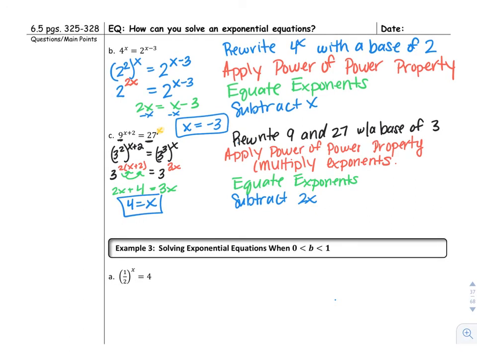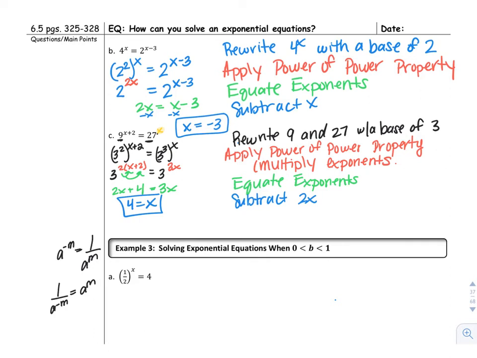In example 3, we're going to be solving exponential equations when the base is a fraction, so it's going to be in between 0 and 1. So we have to remember our negative exponent rules, which were a to the negative m would be 1 over a to the m, and if you had a to the negative m in the denominator, you could bring that to the top.